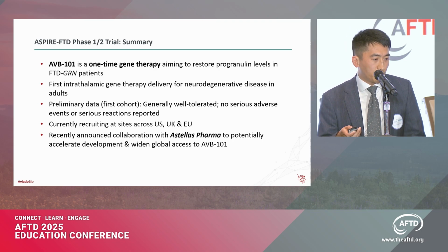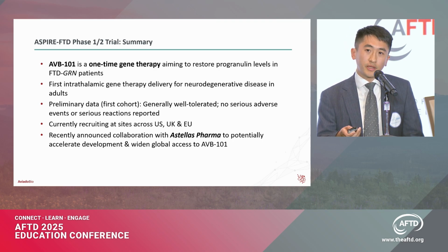So in summary, AVB-101 is a one-time gene therapy aiming to restore progranulin levels in FTD-GRN patients. Preliminary data show it's generally well tolerated, and we're currently recruiting at sites across the US, UK, and EU. I'm also pleased to say that recently we've announced a collaboration with Astellas Pharma to potentially accelerate development and widen global access to AVB-101.